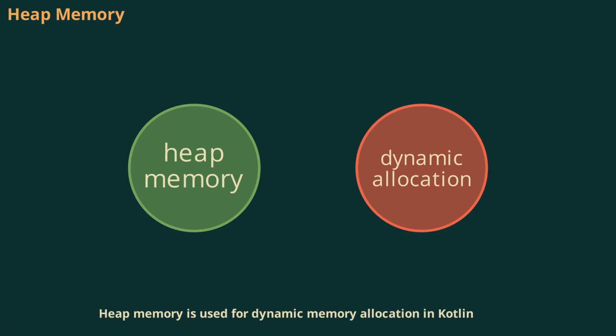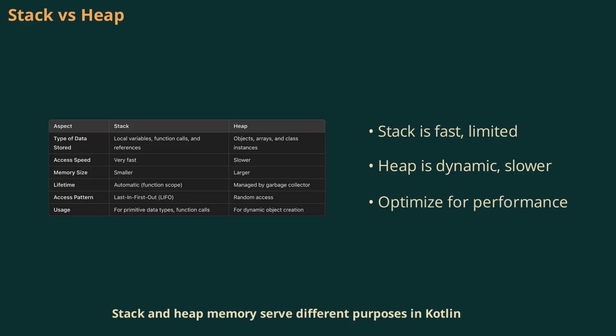Heap memory is used for dynamic memory allocation in Kotlin. Objects and larger data structures are stored here, while references are kept on the stack. Heap memory is managed by garbage collection, allowing objects to persist beyond function calls. Understanding the distinction between stack and heap memory helps you write efficient, memory-safe code, especially when working with objects and collections.